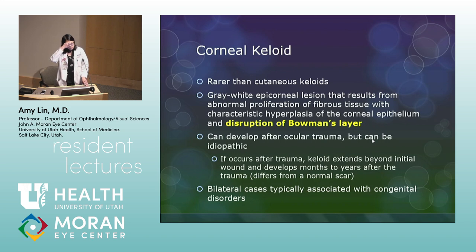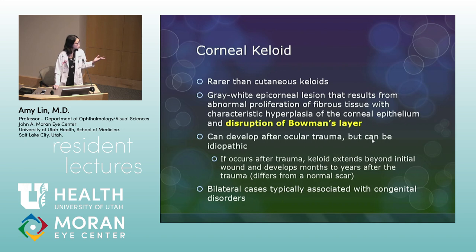So corneal keloids are much rarer than cutaneous keloids. And it can look a little bit like a Salzmann nodule. So it's also gray-white. It's an epicorneal lesion that results from abnormal proliferation of fibrous tissue. There's hyperplasia of corneal epithelium, and there's disruption of Bowman's layer, so it does go deeper. It can develop after ocular trauma, but it can be idiopathic. And if it occurs after a trauma, the keloid actually extends beyond the initial wound and develops months to years after the trauma. So it's different than a normal scar.